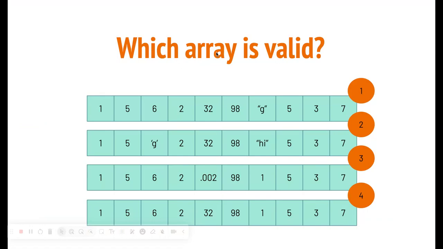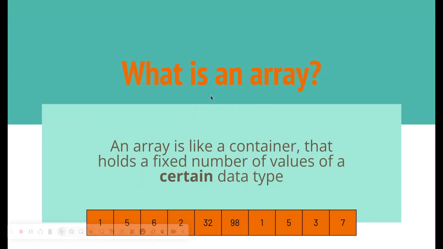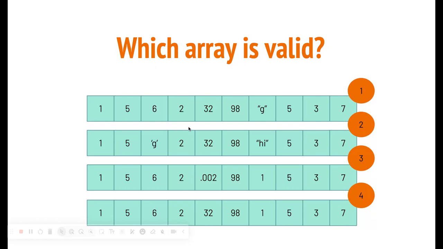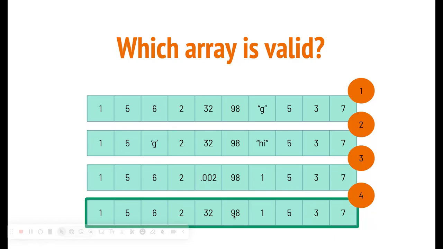So which one of these arrays is valid? I'll give you a second to think about this on your own. All right, now I'll explain the answers. Remember, an array is a container that holds a fixed number of values of a certain data type. All of these have different data types. For example, "G" is a string, and so is "hi", but then these are ints, and this is a double right here. So this array is the only one that holds just one type, in this case ints. Therefore, we know that 4 is the correct answer here.